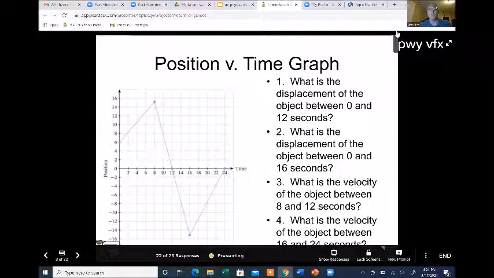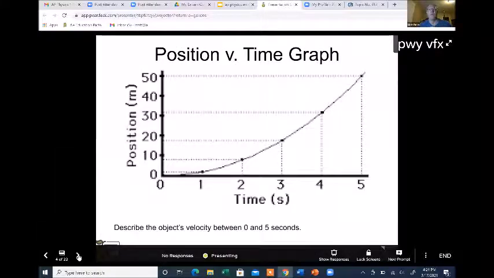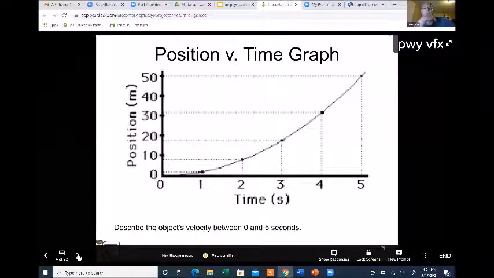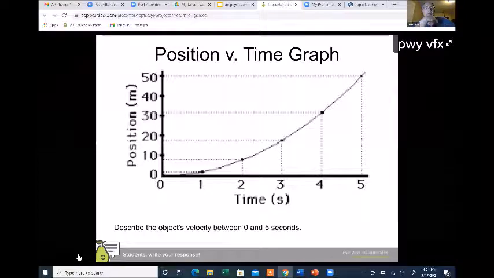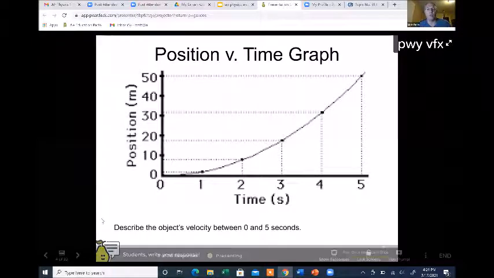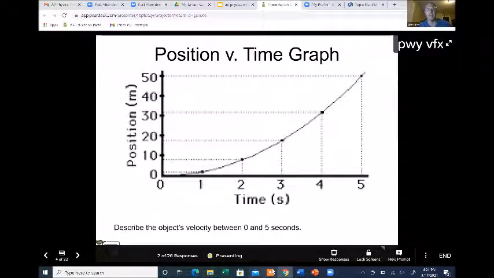And I'm going to ask you guys now to join me back at the Pear Deck again. Go back to your Pear Deck window, and we're going to go to the next slide. So notice here we're looking at a position time graph that has a curve. It's not a straight line. Can someone unmute and tell me what a curved position time graph tells you? Can anybody tell me what a curved position time graph means?